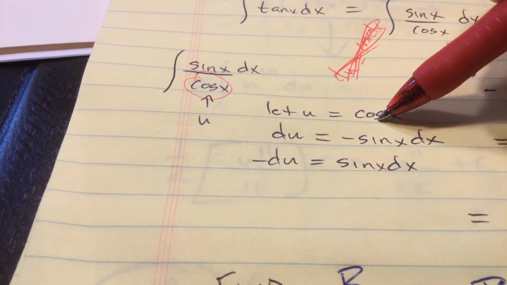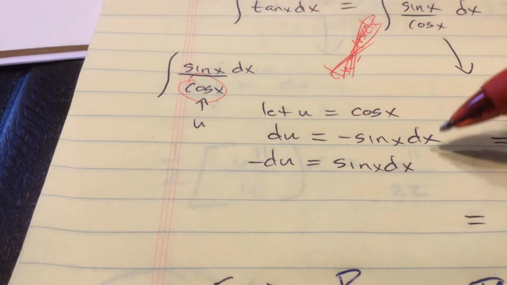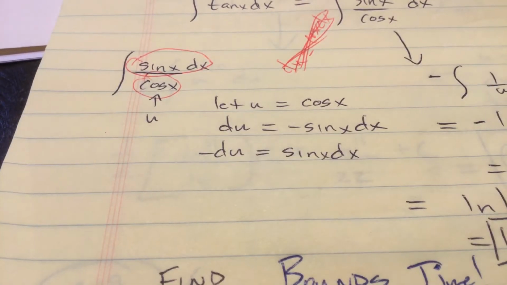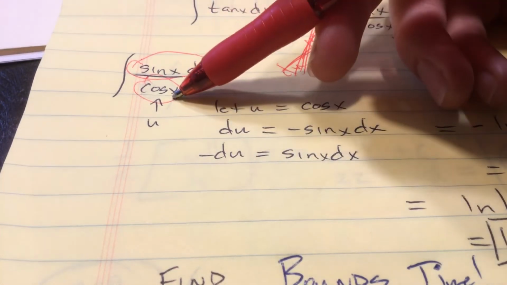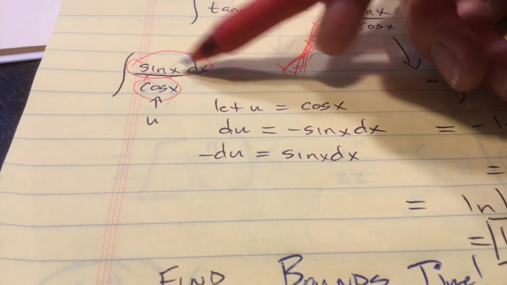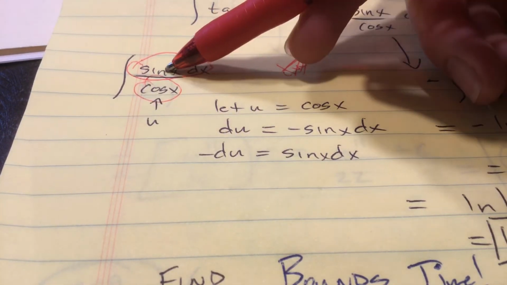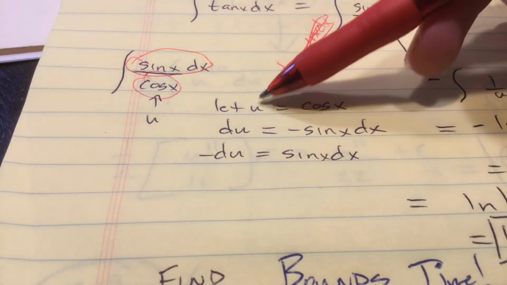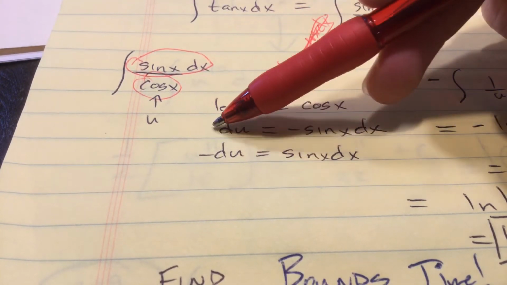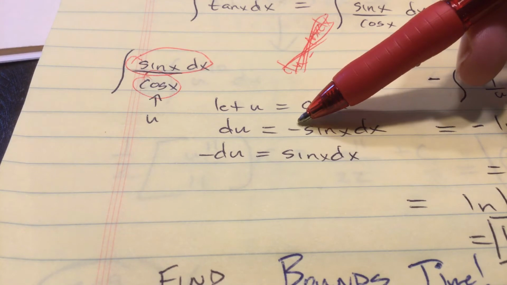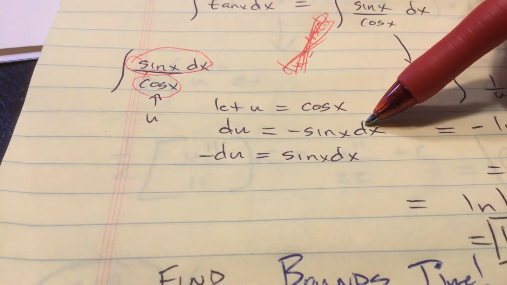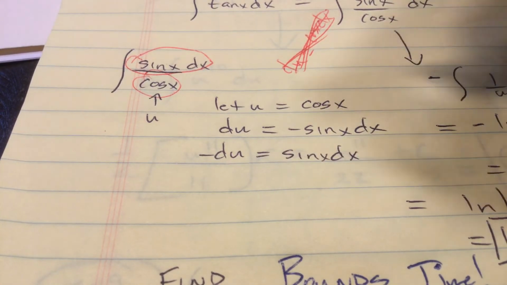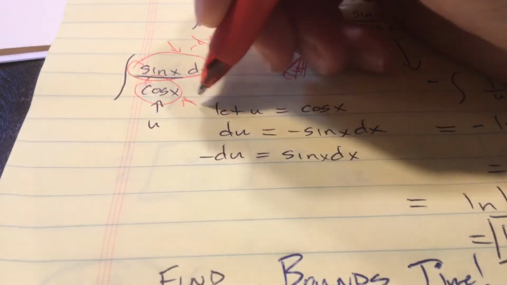If I let u be cosine x, then du is negative sine x dx. And look what we have up here. We have sine x dx. So, again, my goal is to substitute something in. If that's u, then I need to substitute something in terms of u for that. So sine x dx would be negative du. Negative du would be sine x dx. That would be u. Everything's good.